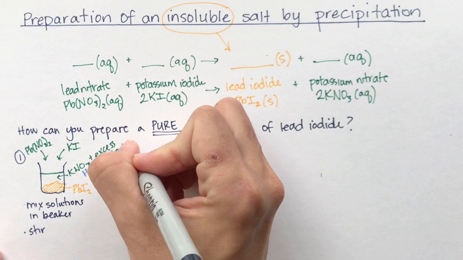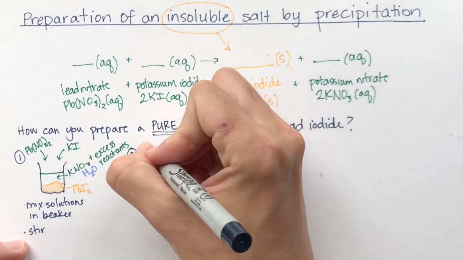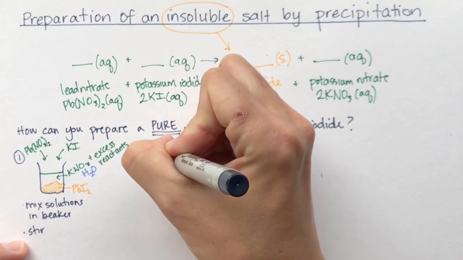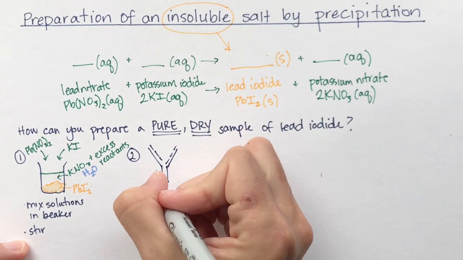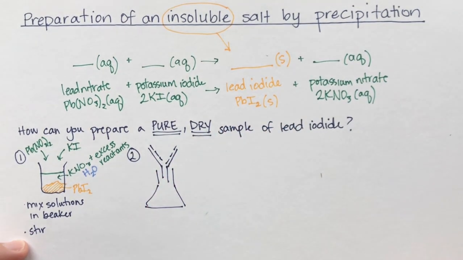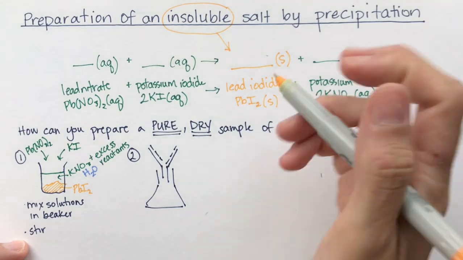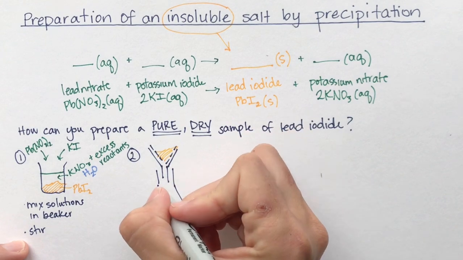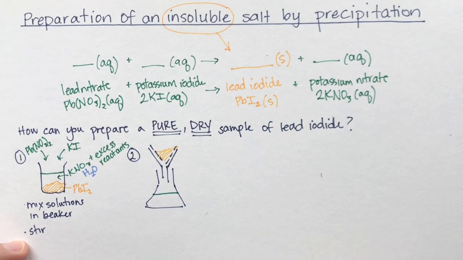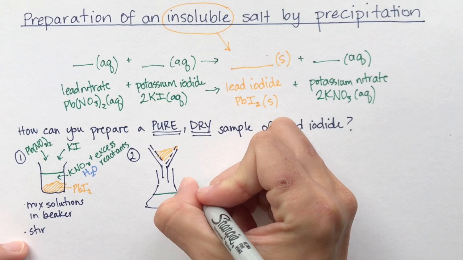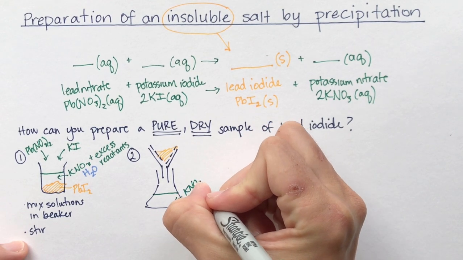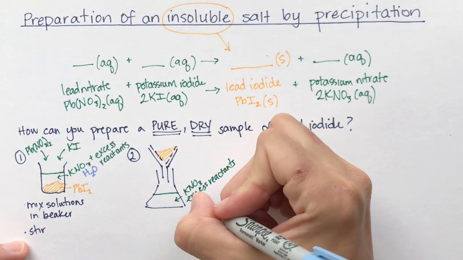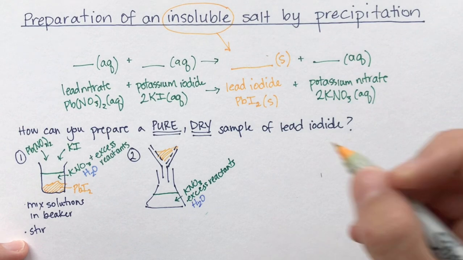So the second step is to separate that solid from liquid using your good old friend, the filter funnel. So funnel, filter paper, and a conical flask. Okay, your solid will get trapped in the filter paper, and the liquid will pass through the pores in the paper and collect in the conical flask. So you should end up with your KNO3, any excess reactants and water in the conical flask, and all your lovely PbI2 up here.